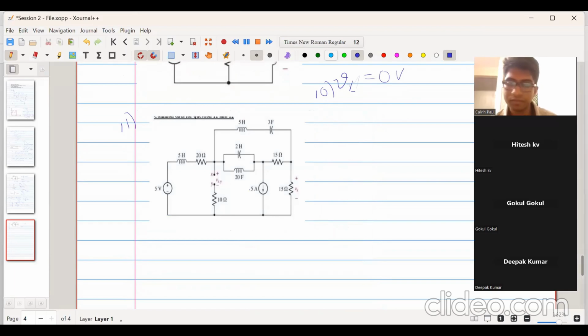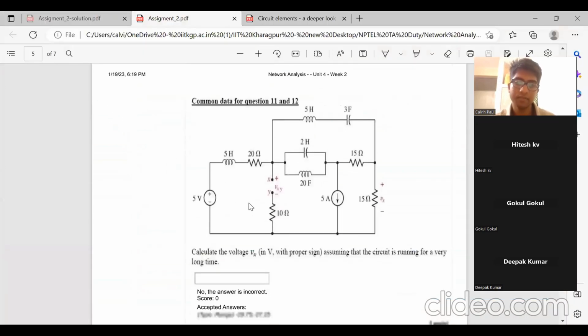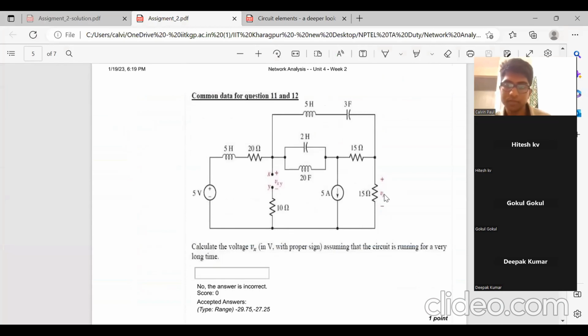So this is the circuit, okay? This is the circuit which is there. So what are they saying? You want to calculate the voltage Vx, assuming that the circuit is running for a very long time.